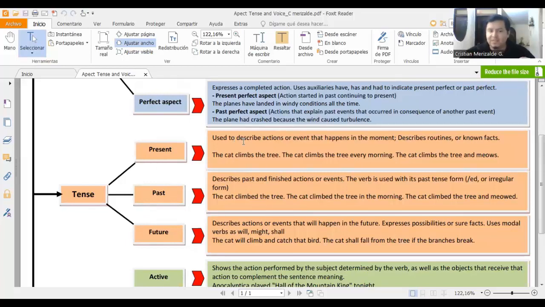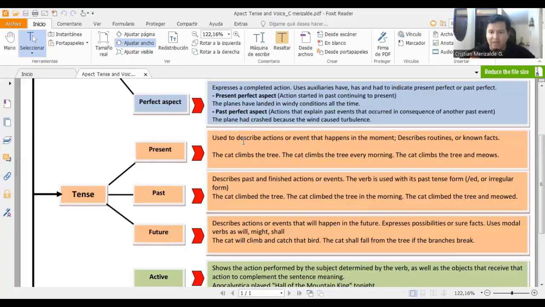Well, the present tense is used to describe actions or events that happen in the moment, and additionally to describe routines or known facts. For example, the cat climbs the tree. That is an action that is happening in this moment. Now under routine, the cat climbs the tree every morning. We are explaining that every morning, all the days, the cat tends to climb the tree.